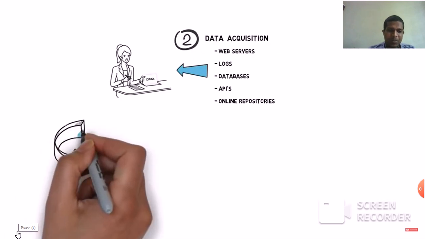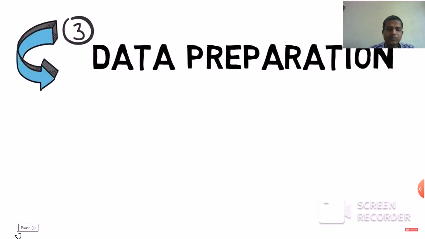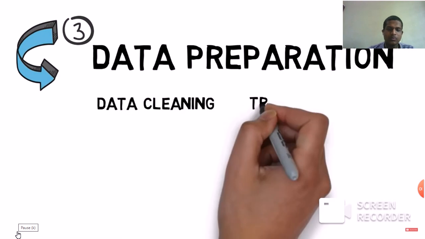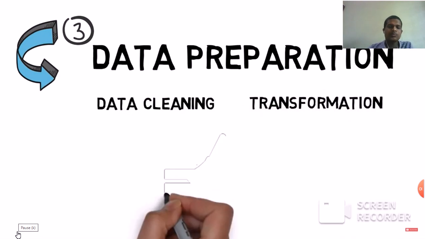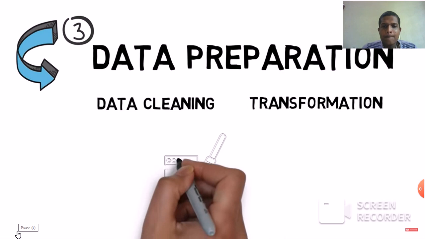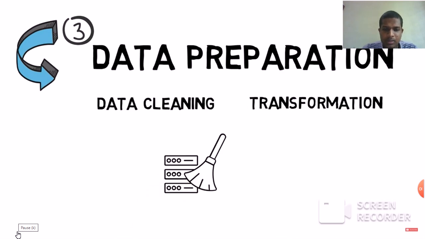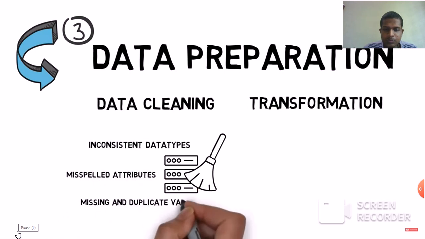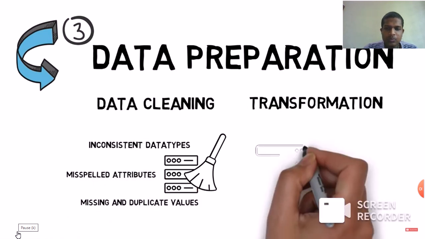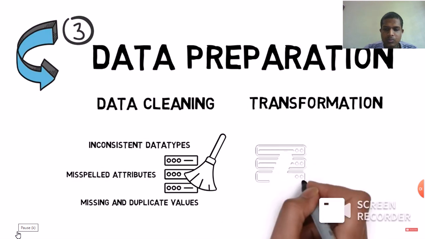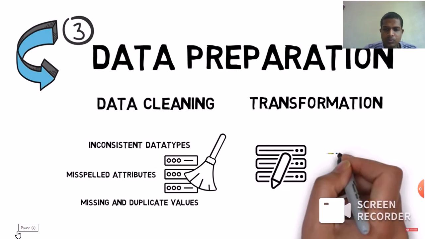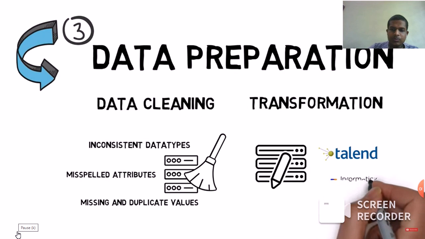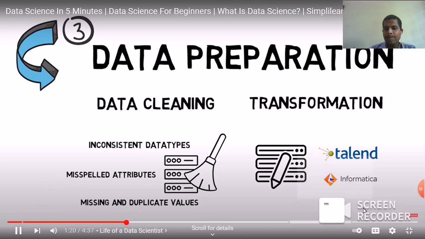After the data is gathered comes data preparation. This step involves data cleaning and data transformation. Data cleaning is the most time-consuming process as it involves handling many complex scenarios. Here, Emma deals with inconsistent data types, misspelled attributes, missing values, duplicate values, and whatnot. Then, in data transformation, she modifies the data based on defined mapping rules. In a project, ETL tools like Talend and Informatica are used to perform complex transformations that help the team to understand the data structure better.